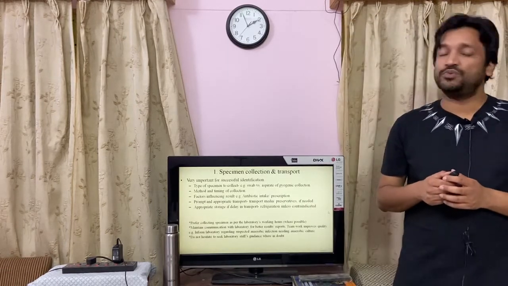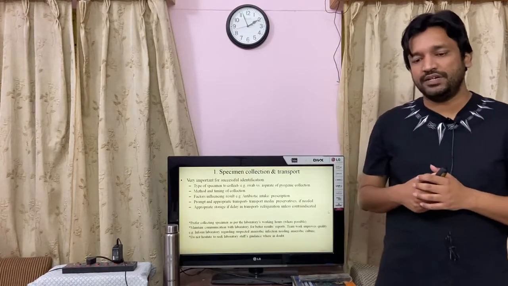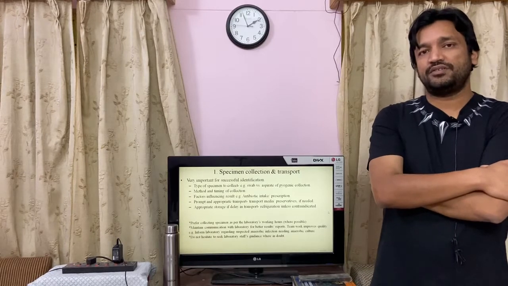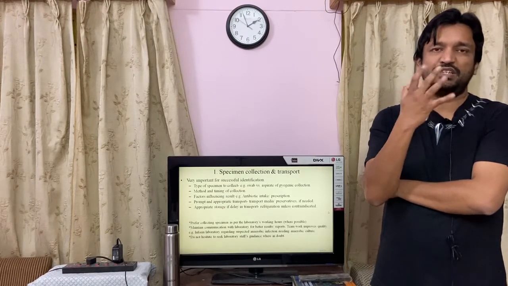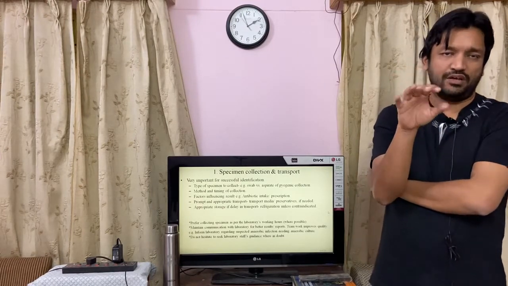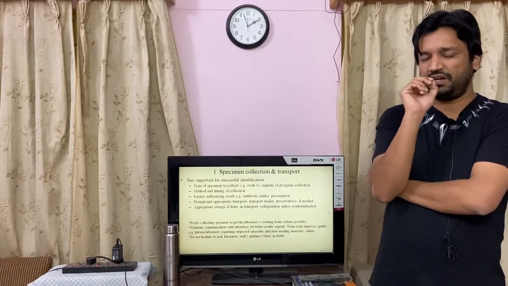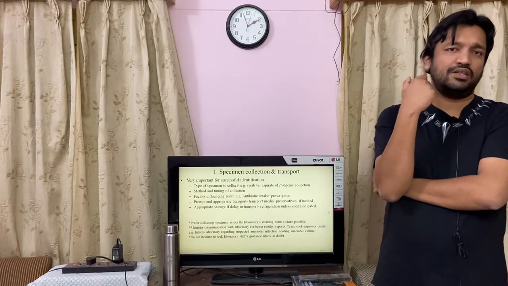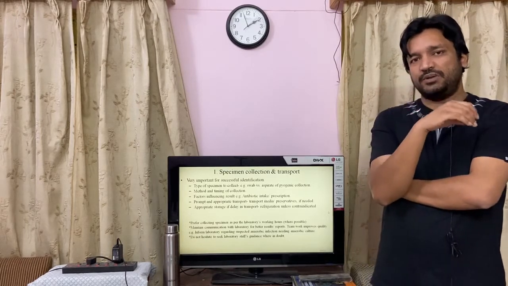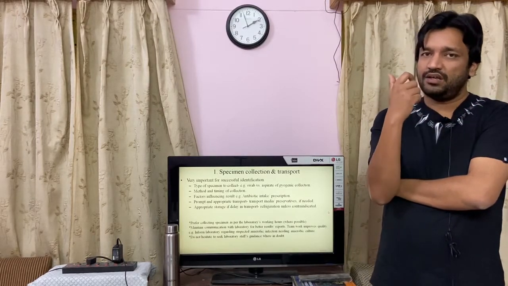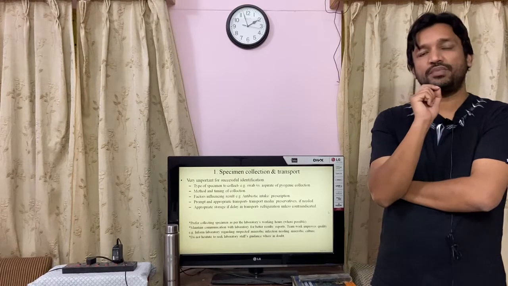Specimen collection and transport is very important for successful identification of the causative agent. The type of specimen to collect should be clearly understood. For example, if a patient comes with a surgical site infection and we see minor exudates or very minor collection around the wound, then the suitable specimen would be a pus swab. But if the patient presents with an abscess, it is always best to aspirate this pus and send that for culture rather than simply taking a swab.